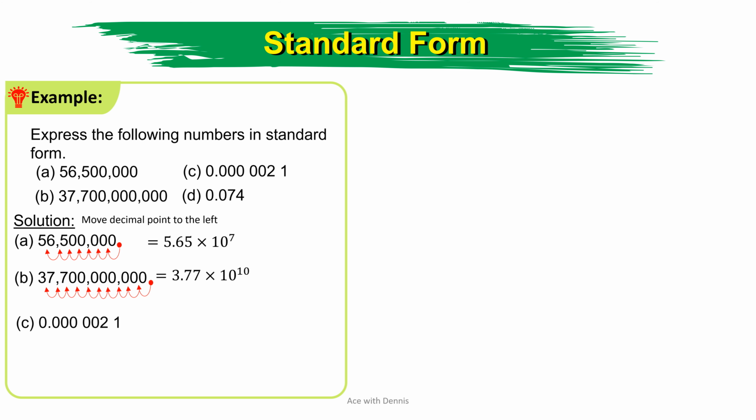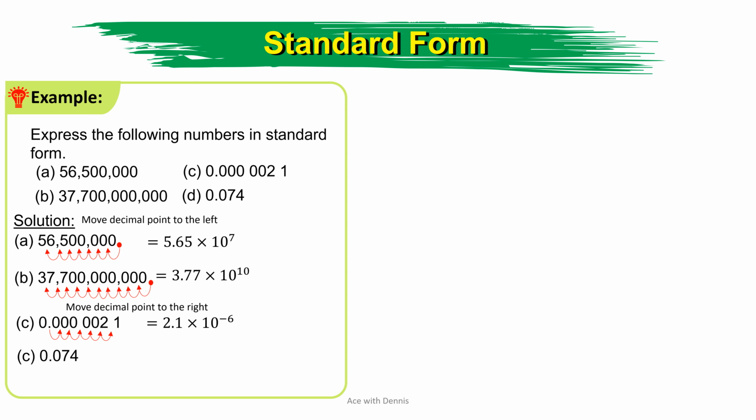For C, 0.0000021, we repeat the same process, and this time round, we need to move the decimal point to the right. So here's our decimal point. We move it to the right. So 1, 2, 3, 4, 5, 6. So we move the decimal point to the right 6 times. Hence, the answer is 2.1 times 10 to the power of negative 6.